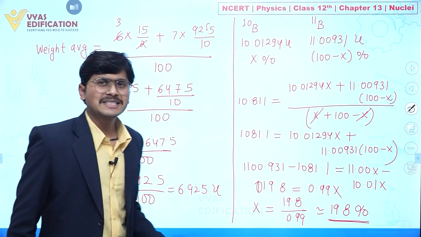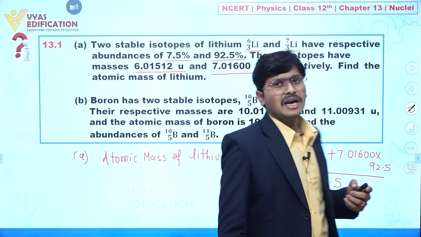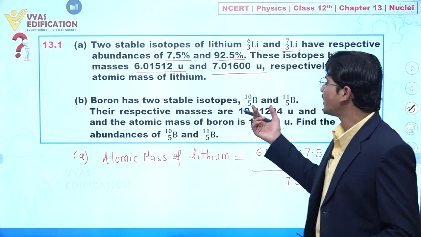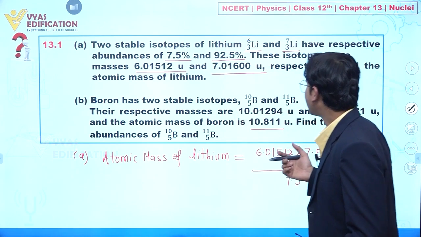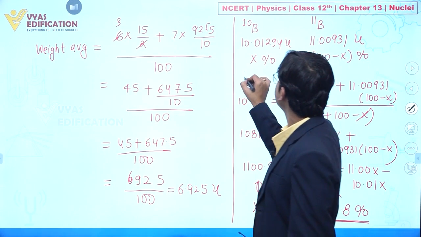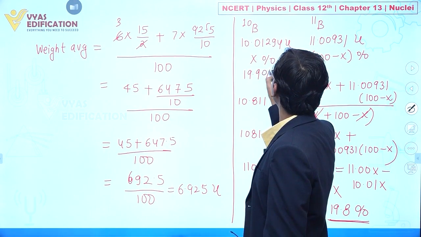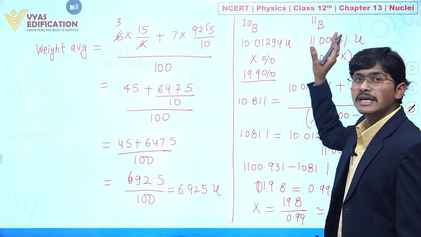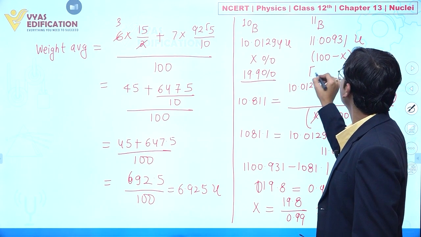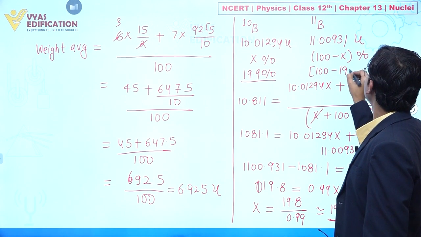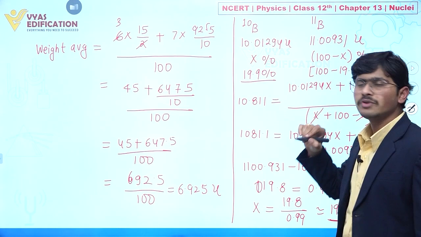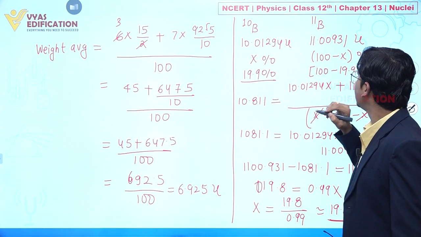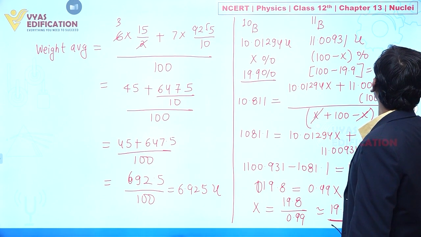Clear? It means the abundance of this stable isotope boron 10 that we are getting is equal to 19.9%. Clear? So what is the percentage abundance of boron 11? This should be equal to 100 minus 19.9. So now you can say this is near about 81, so 80.1%.